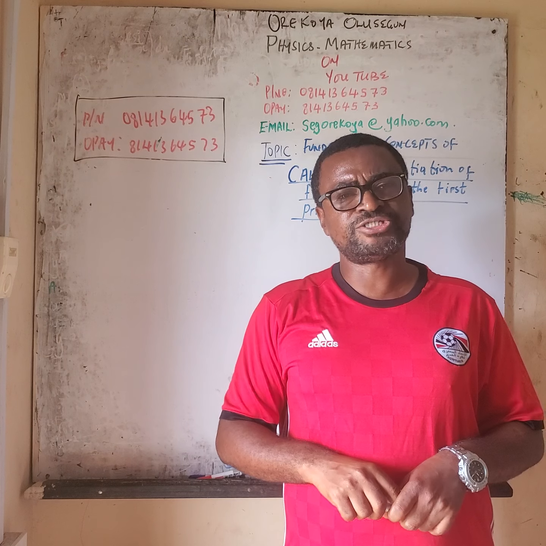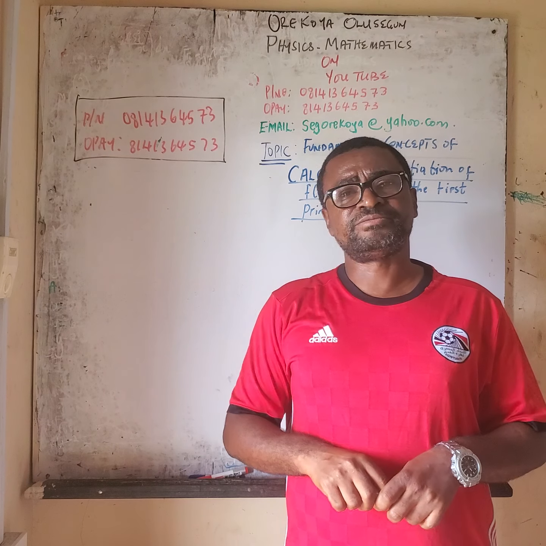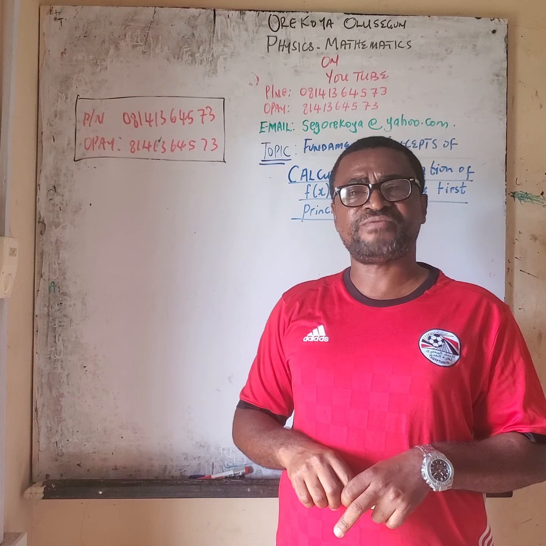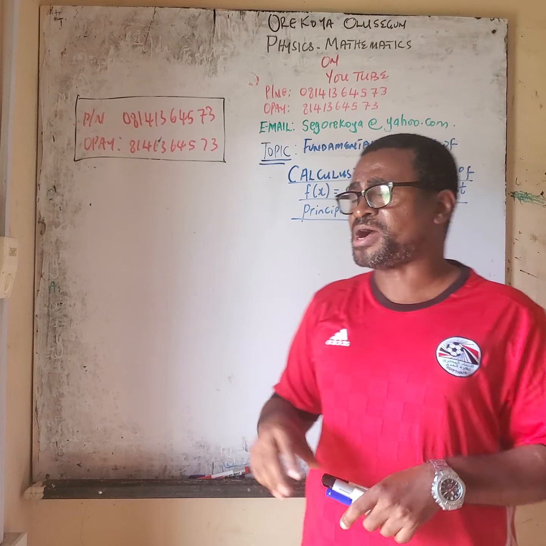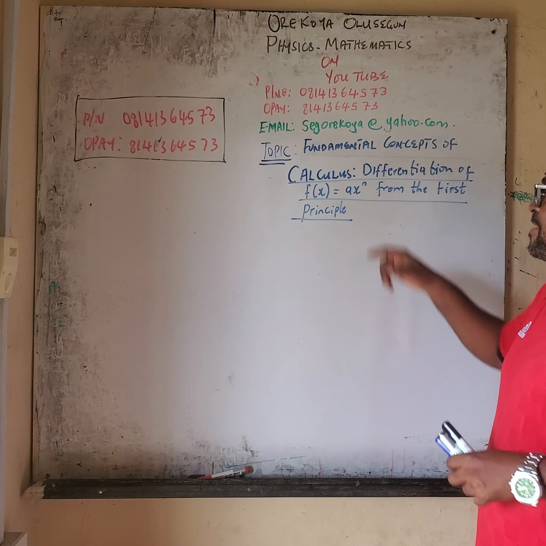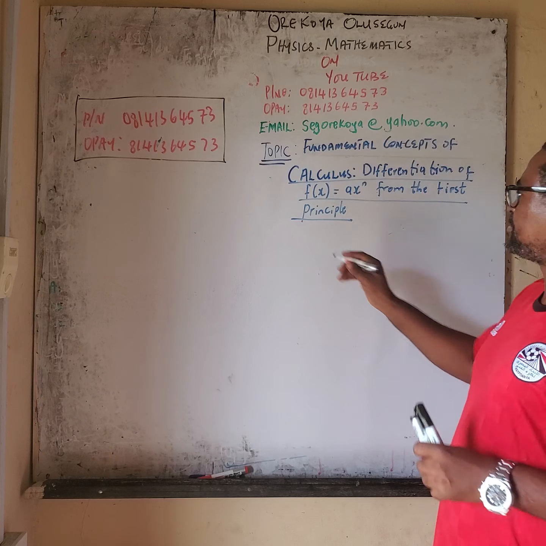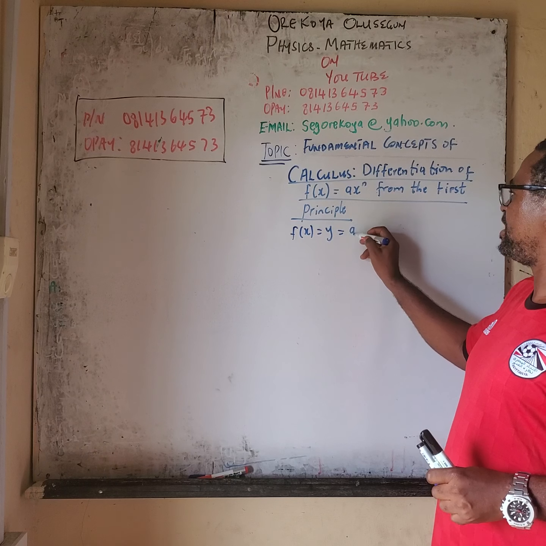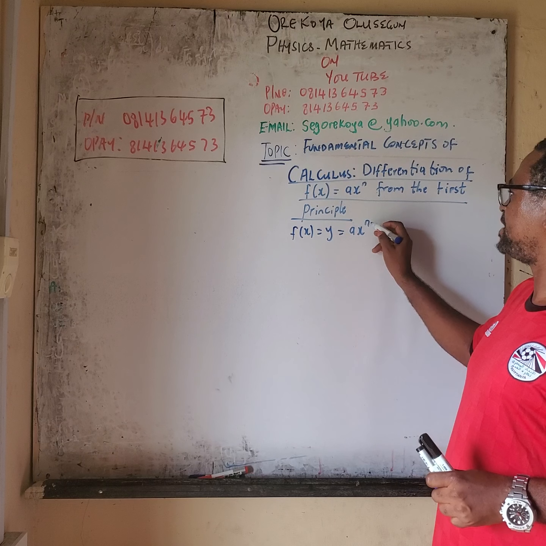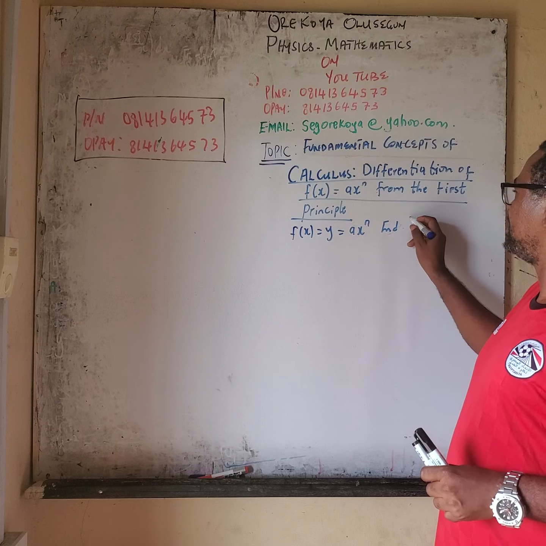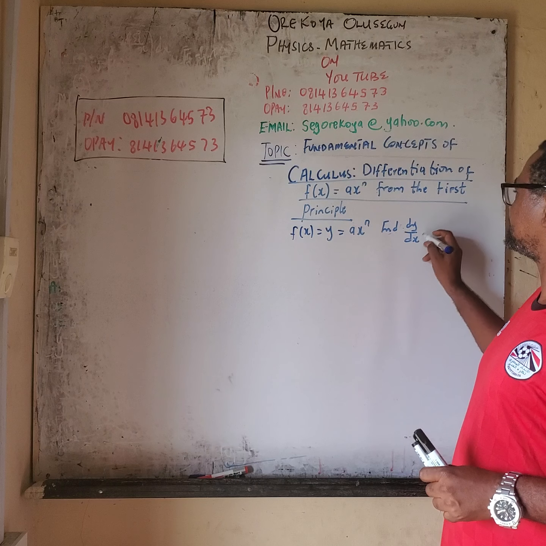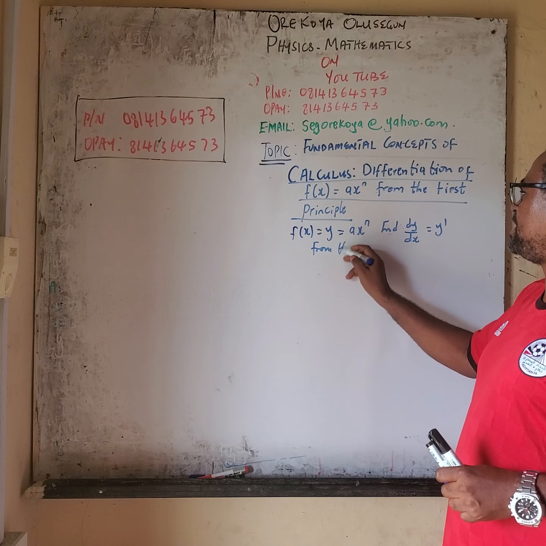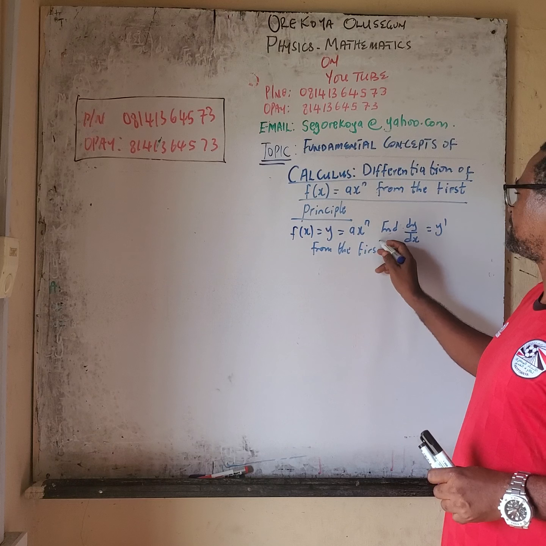There is a particular function that is common in simple calculations, and that function of x is given as f of x equals ax raised to power n. That's what I have here. So let me make my f of x to be y, which is ax raised to power n. We want to find dy/dx, which is written as y prime, from the first principle.